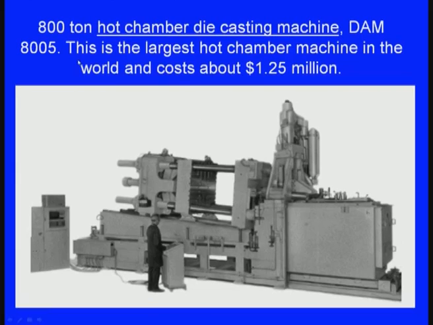And here we can see another hot chamber die casting machine. Here we can see an 8 ton hot chamber die casting machine. This is the largest hot chamber machine in the world, and it costs about $1.25 million. You can see its height is double the height of an average man. Maybe the height must be 12 feet, and this is the length. So, this is the world's largest hot chamber die casting machine.